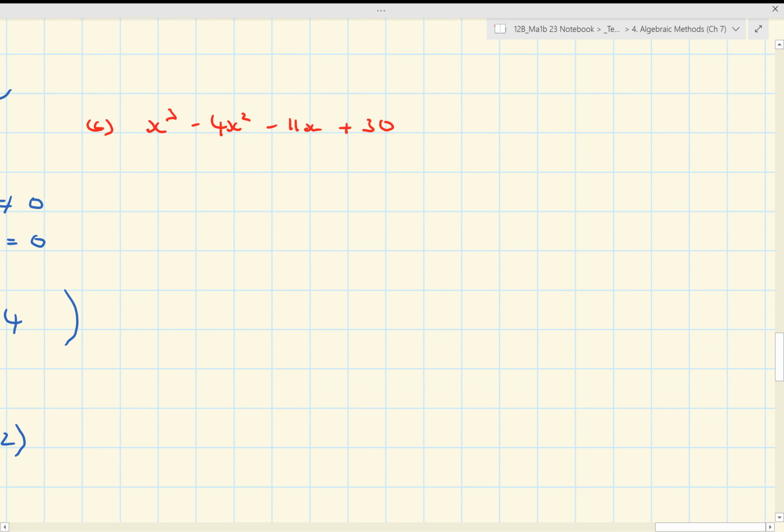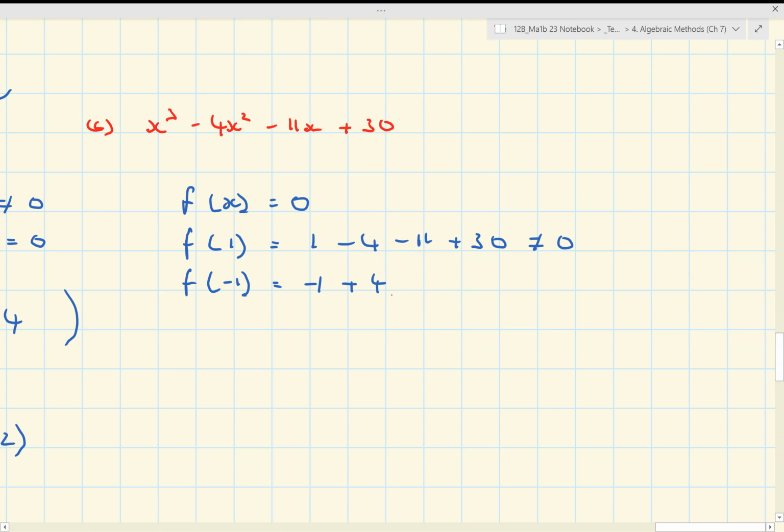Again, we're looking for factors of that polynomial. So we're looking for values of x which will make the polynomial equal 0. Let's try 1, just looking at the coefficients. Aha, that does not equal 0. Let's try minus 1. Minus 1 plus 4 plus 11 plus 30. That doesn't equal 0. Let's try 2.